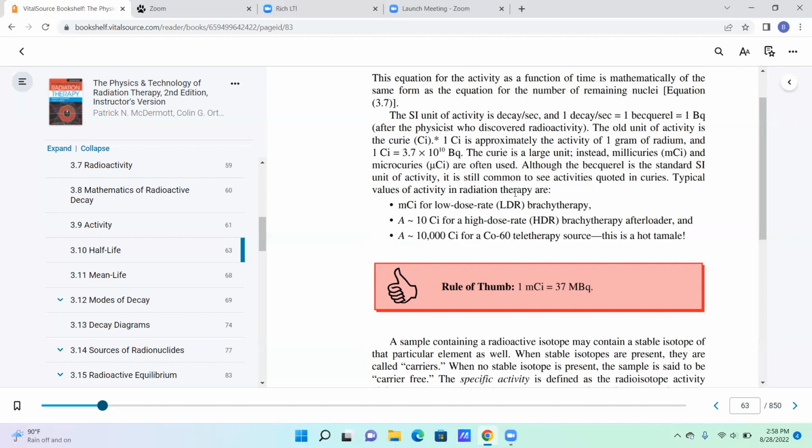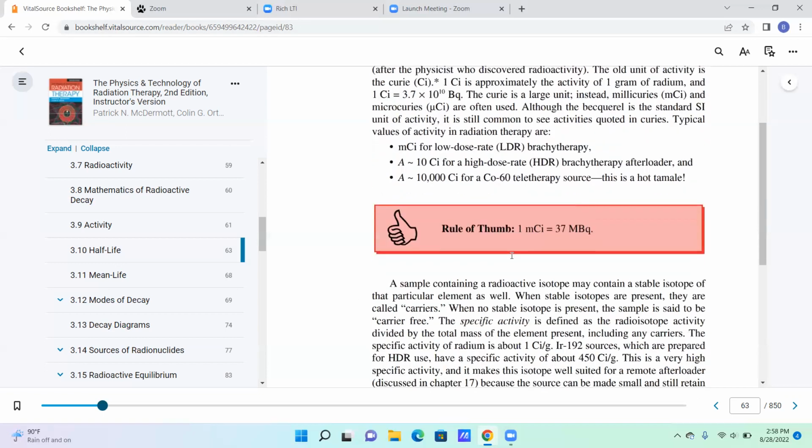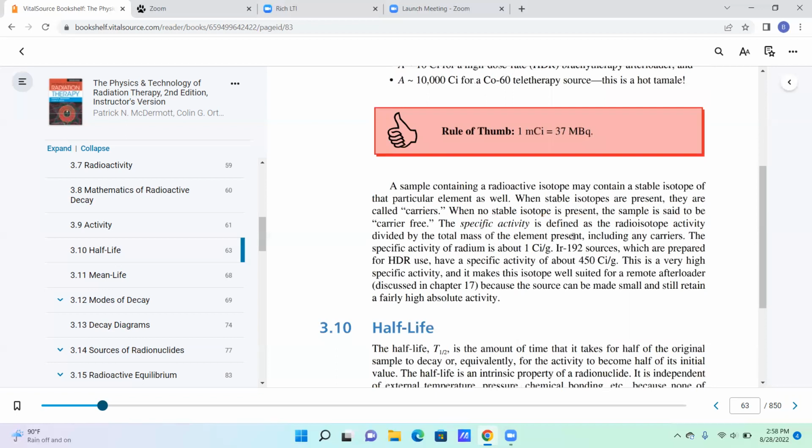So you can see here for low dose rate brachytherapy, microcuries are used. The activity is roughly 10 curies for an HDR brachytherapy afterloader. And for a cobalt-60 teletherapy source, you're looking at 10,000 curies. Not something you really want to be exposed to. So again, this rule of thumb here: 1 millicurie is equal to 37 megabecquerels.